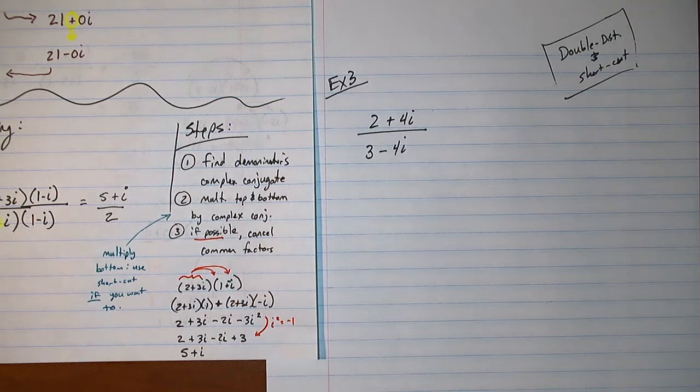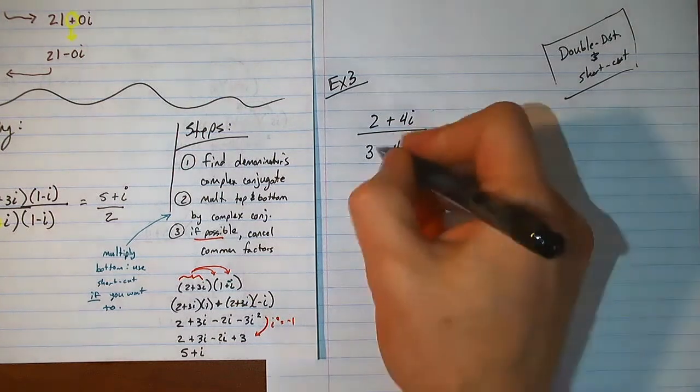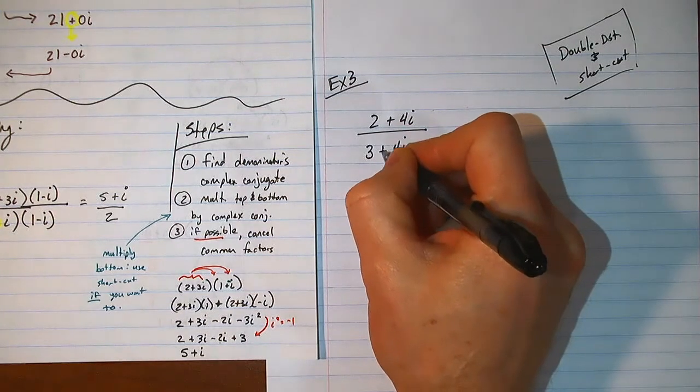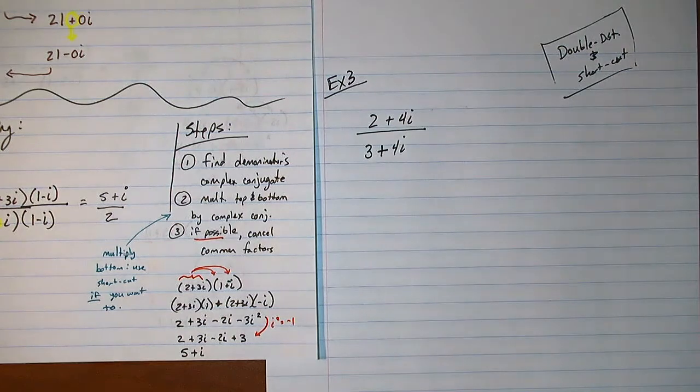There's our last one. So in this last one, oh, I'm sorry, I wrote that down wrong. Again, I need to look more carefully as I write these down. That should be a plus sign. There we go. 2 plus 4i divided by 3 plus 4i. There we go.